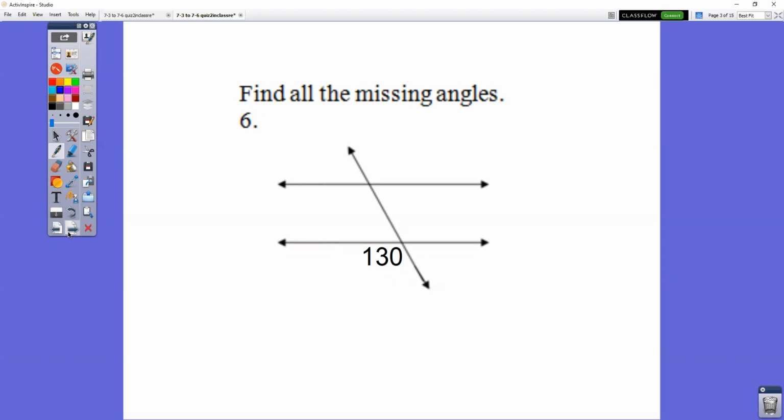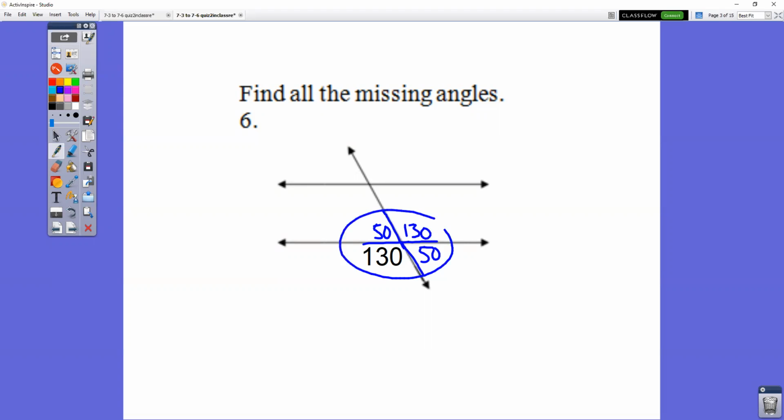The easiest way to do this is to do your pairs of supplementary angles first. Those are angles that are right next to each other. They add up to 180 degrees, so this one would have to be 50. Same thing here. You have 50 next to the 130, because when they're right next to each other, they add up to 180. This one has to be 130.